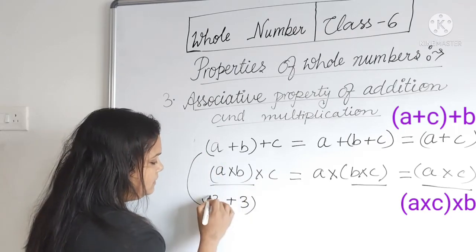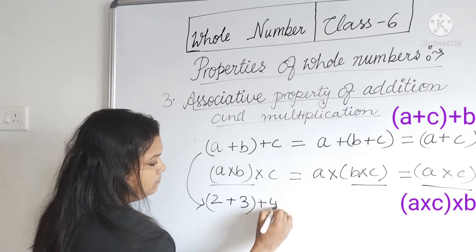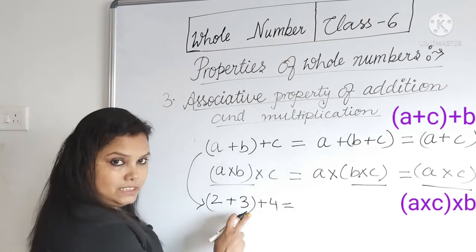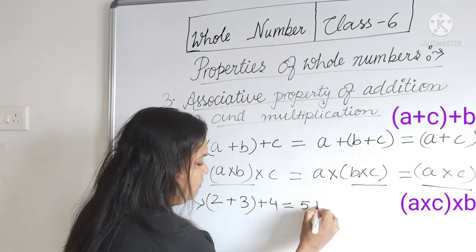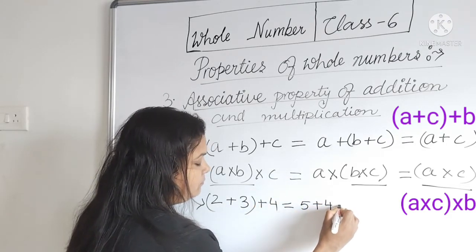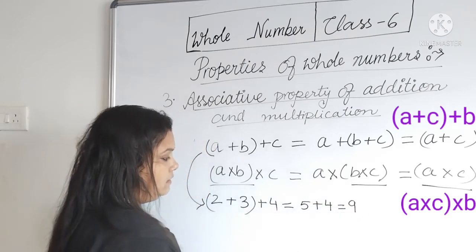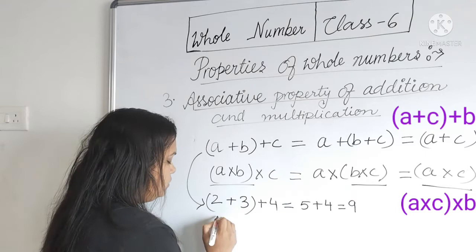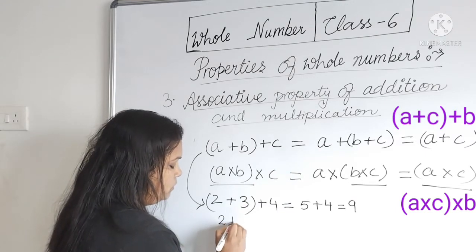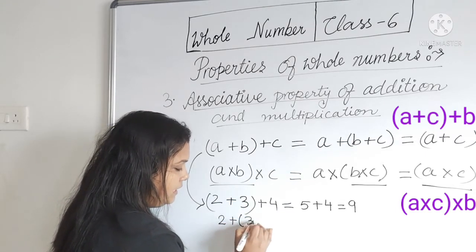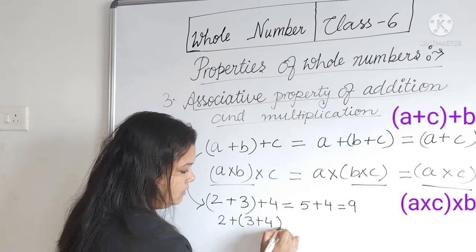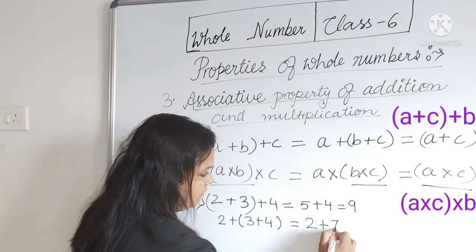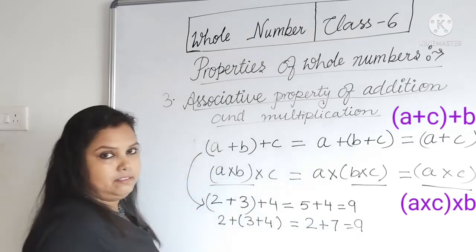Okay, 2 plus 3 plus 4. So what will be the result? 2 plus 3 is 5. 5 plus 4 will be equals to 9. Now if we change the order, that is we are doing this one. Okay, so 2 plus, we will put this 3 and 4 in one group. We are going to get the same number 7, that will be equals to 9.